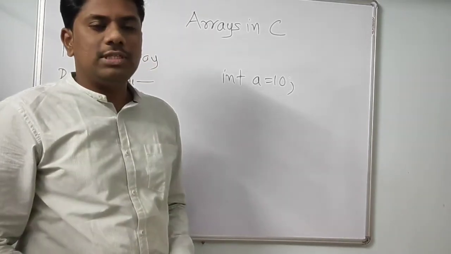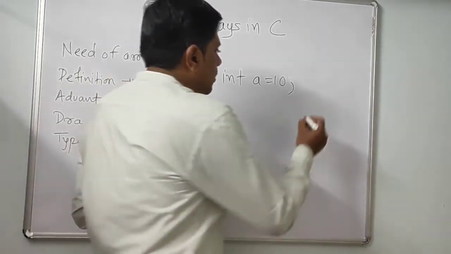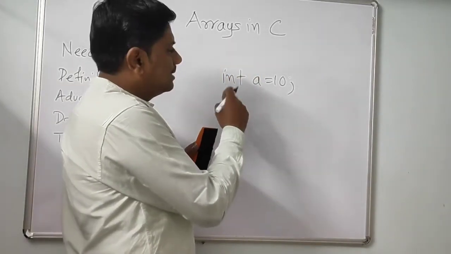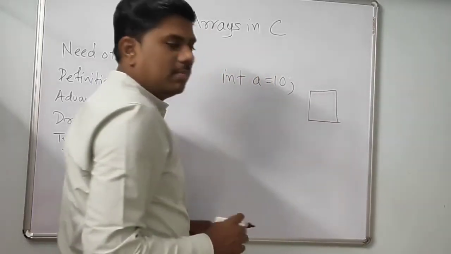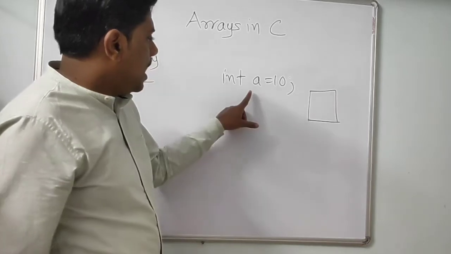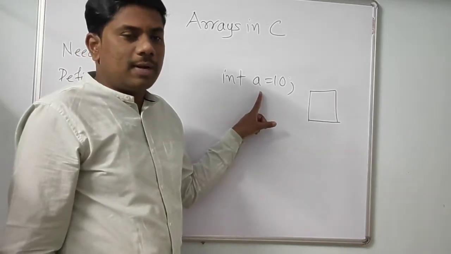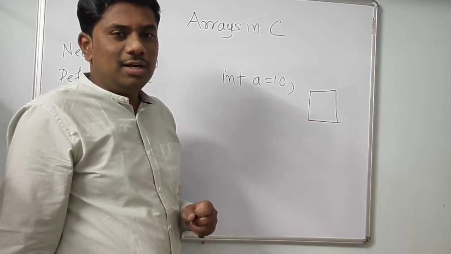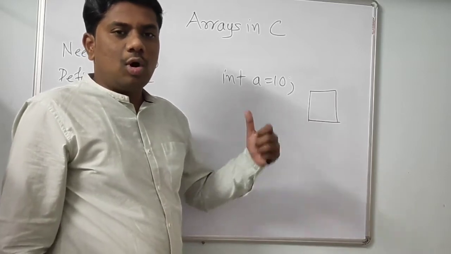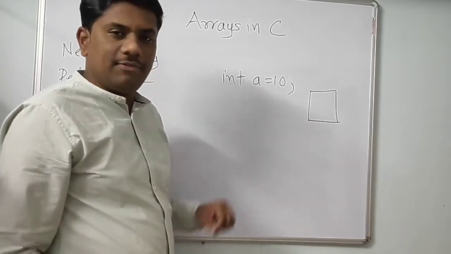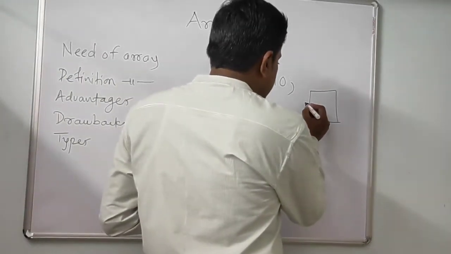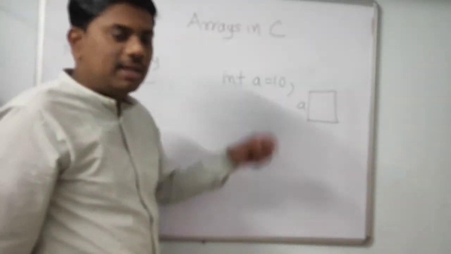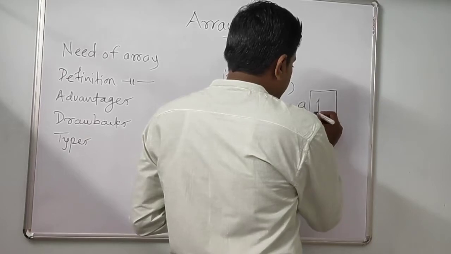So what is happening for this statement from the compiler? Whenever you write such a statement in C, what will the compiler do? The compiler will reserve one memory cell for you. As you have declared the size of A as integer, the compiler will reserve one block of 2 bytes for this A variable. This is for a 32-bit compiler, and this name will be assigned to that particular block, and then this 10 value will be stored in that particular block.